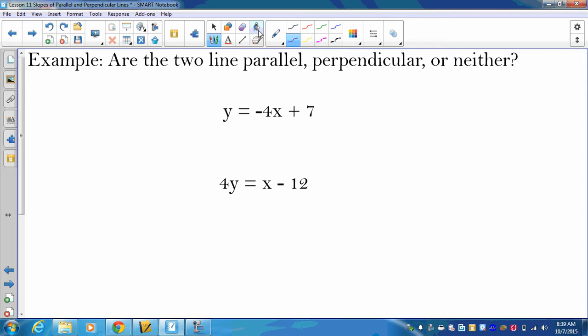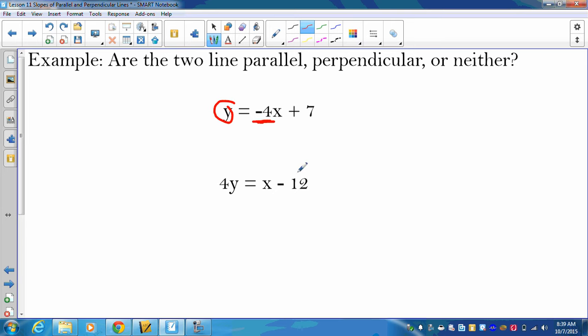So another way we can tell if two lines are parallel, perpendicular, or neither of them is by looking at their equations. So we talked about linear equations in class. We want them in slope-intercept form, which means y is by itself, and then we can check the number in front of x and compare the slopes. So this one's already in slope-intercept form. Its slope is negative 4.